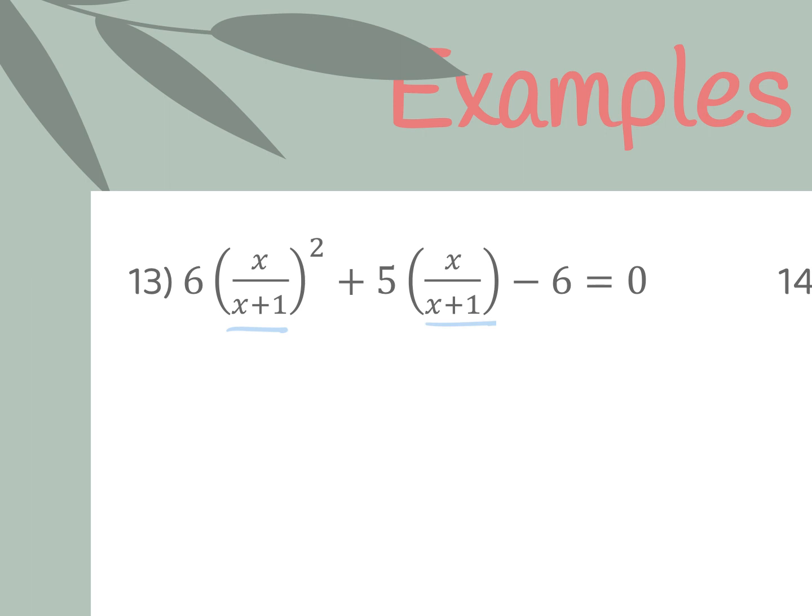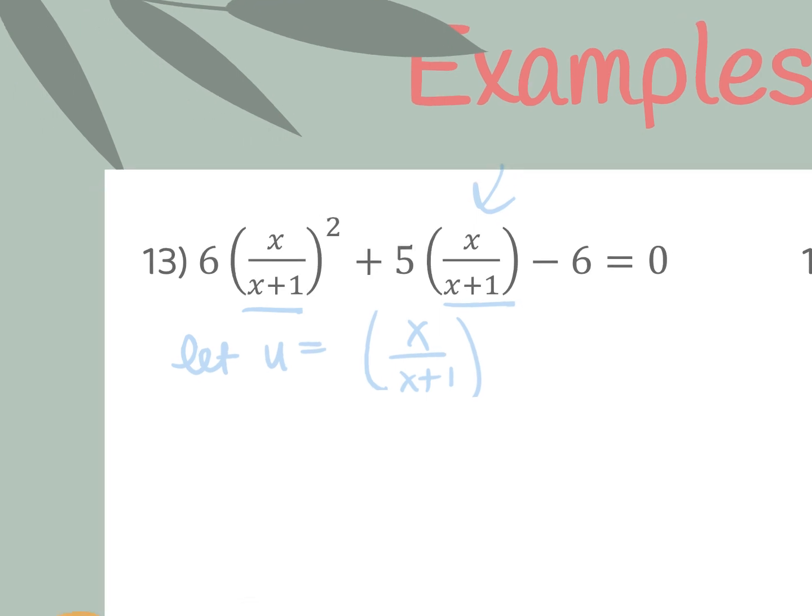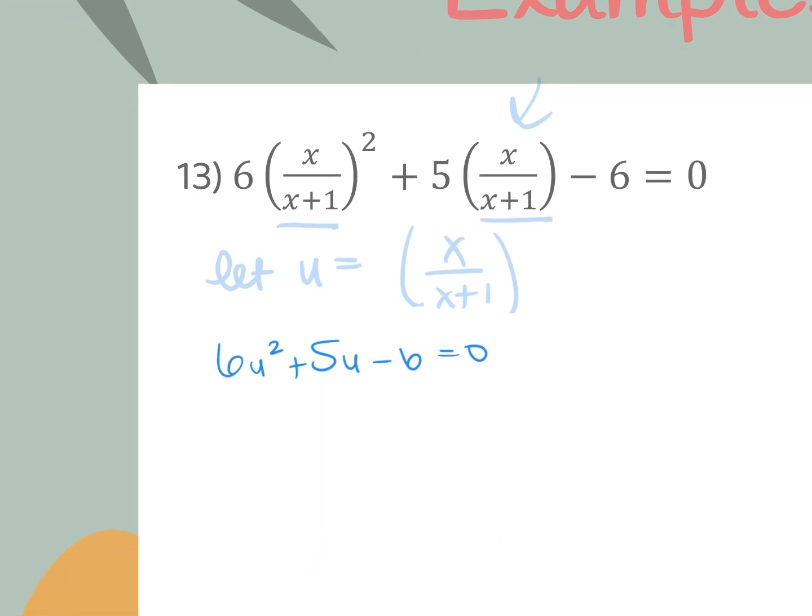So what we're going to do here is we're going to say, okay, I'm going to let u equal this x over x plus 1. Always, whatever this middle term is, we're going to set u to. So now this becomes a lot easier for us to deal with. Instead of my rational, I'm going to say u squared plus 5u minus 6 equals 0. So let's see if we can factor this.